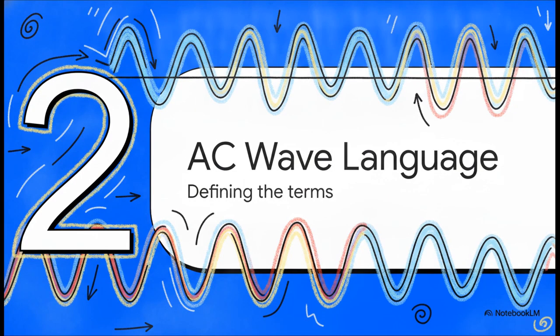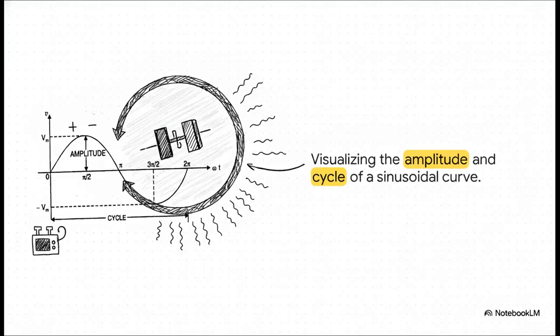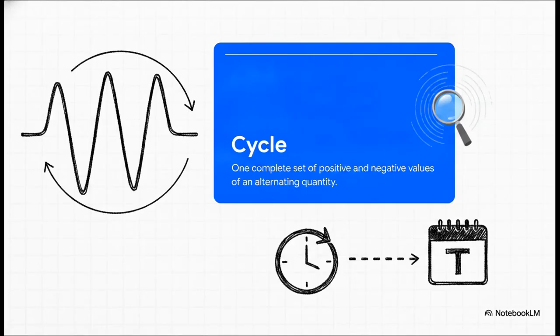Moving right along to Section 2, the language of AC waves. When we graph that sine wave out, it is so cool because you can clearly see how the physical 360-degree rotation of our generator translates right into the math. The horizontal axis is showing your angle or time, and the vertical axis gives you the instantaneous value of the voltage or current. So one full mechanical revolution of our generator gives us exactly one complete set of positive and negative values on the graph. And we actually call that complete set a cycle.